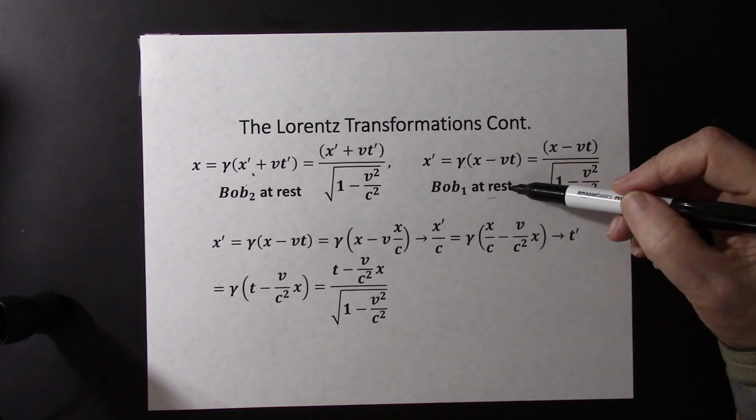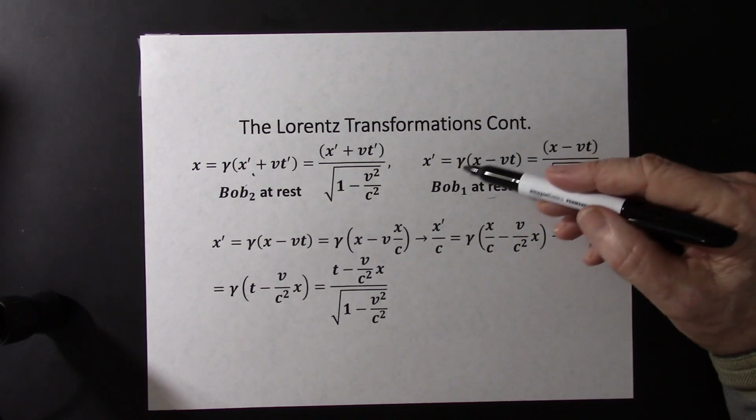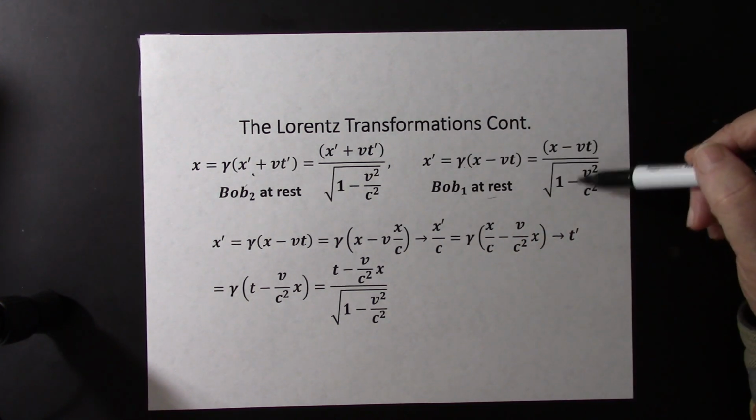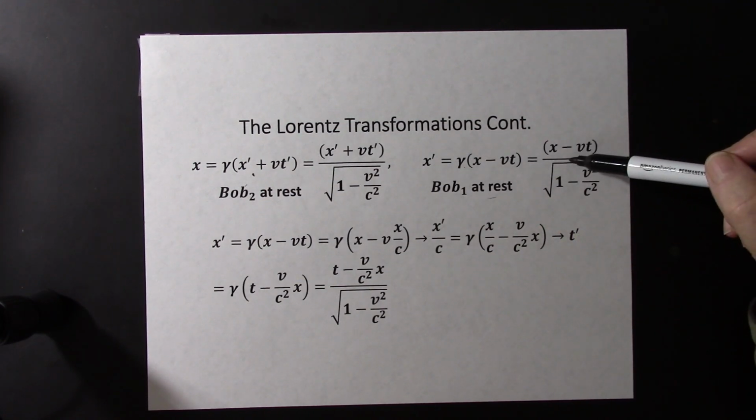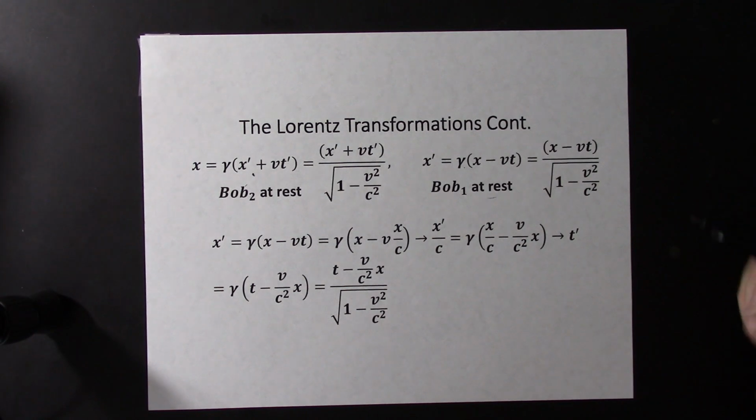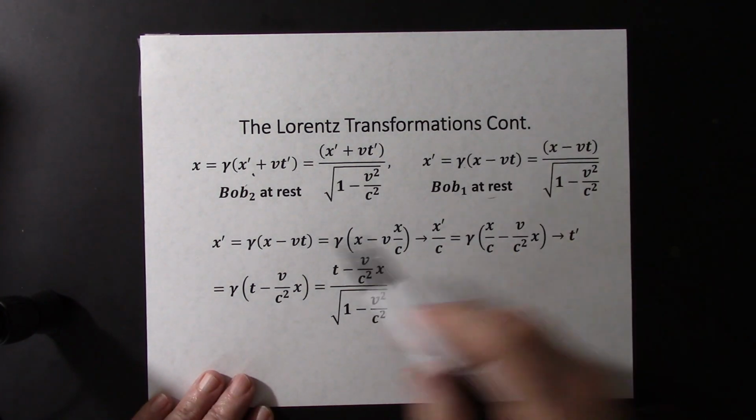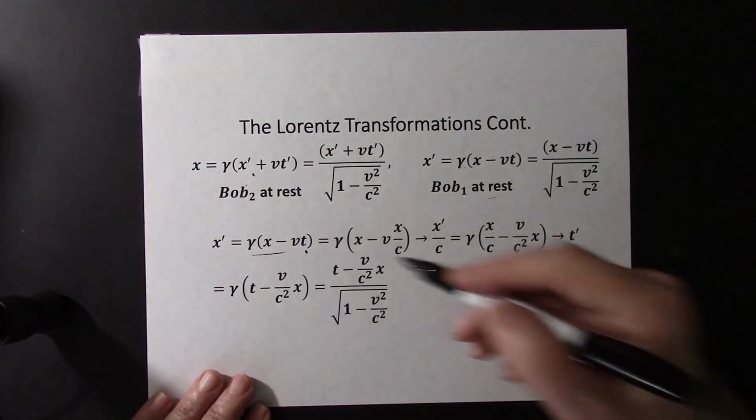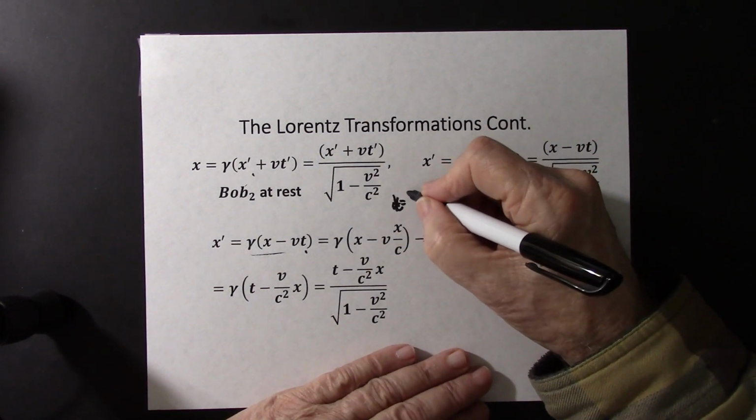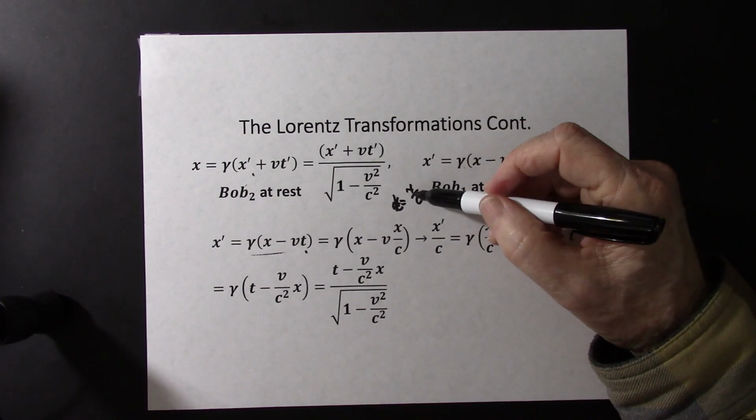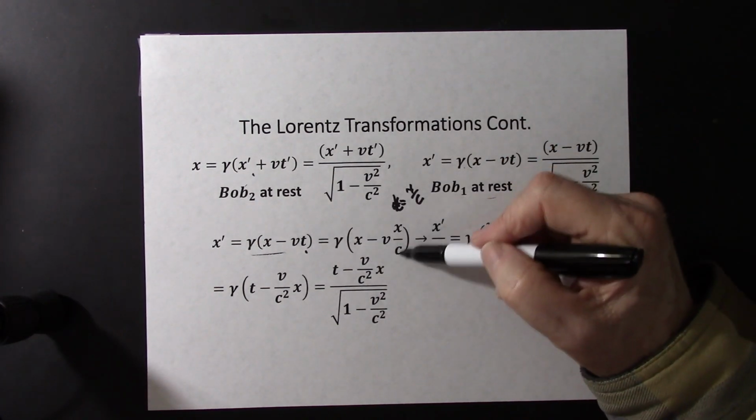And if Bob 1 is at rest and Bob 2 is moving, then again we can just substitute the value in for gamma. So that gives us Bob 2's position relative to Bob 1, who's at rest. And we can also solve for the time. So if we bring this equation down, we have to remember that t is equal to x over c. We can substitute x over c in for t, and we get that.